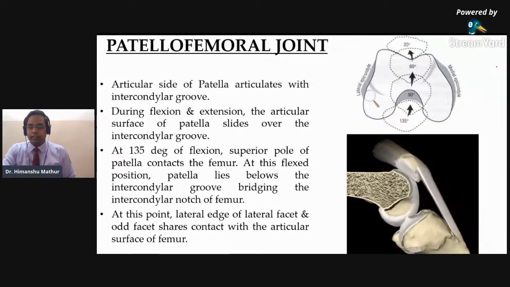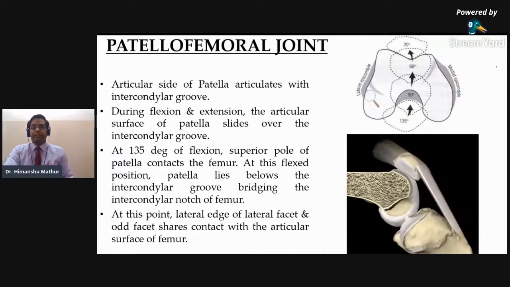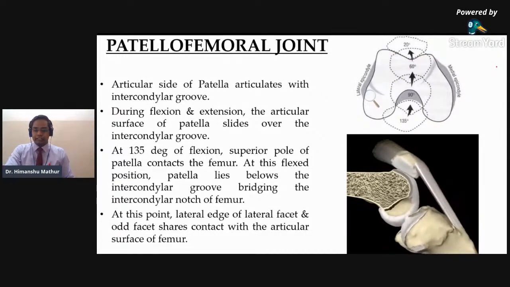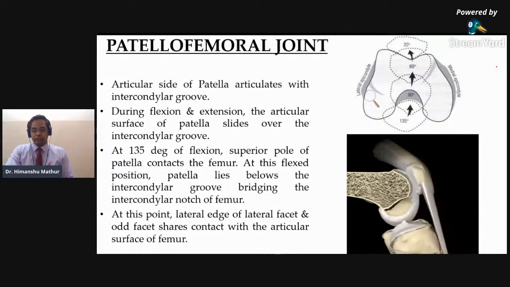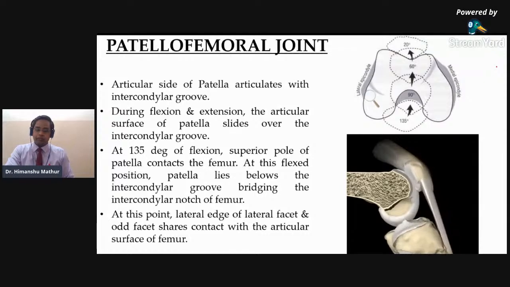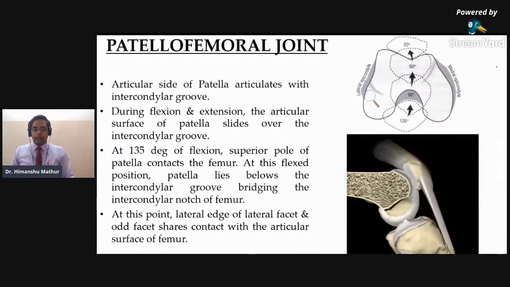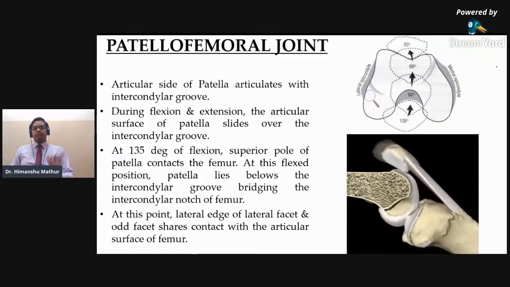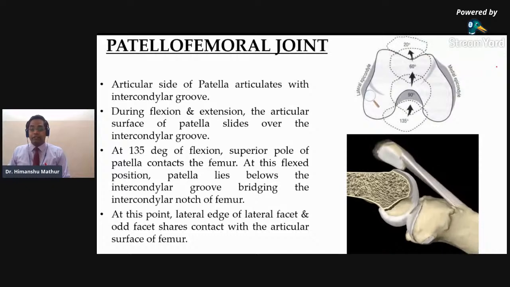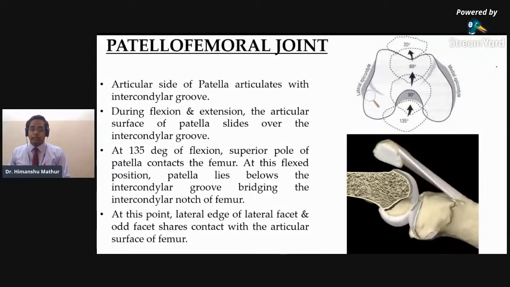Coming on to the very important aspect of the kinematics of the knee joint, that is your patellofemoral joint kinematics. Patella, as I told you, changes its relative position as soon as we go into flexion from extension, or we come back from flexion to extension. All right. So the articular side of patella, that is the retropatellar surface, or the inferior surface of patella, articulates with the intercondylar groove.